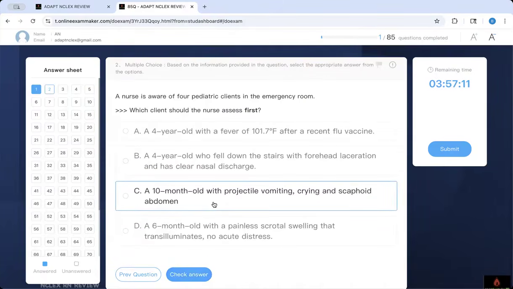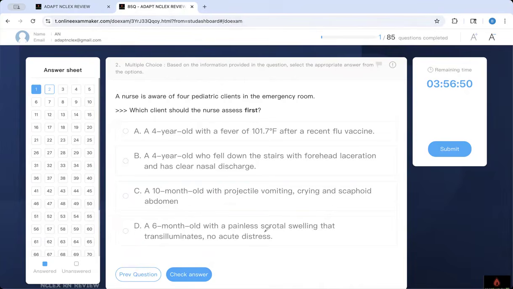A nurse is caring for 4 pediatric clients. There are 4 pediatric clients in the emergency room. Which client should the nurse assess first? Same thing. Divide the question into 2, and I will guide you. I will guide you on every question, on what you need to focus on. Stop the video, answer it on your own so that you can keep track of your score.